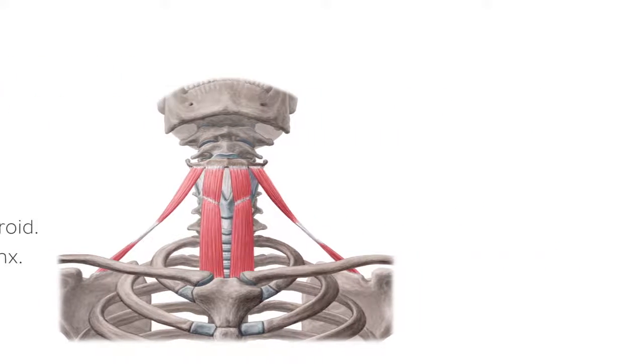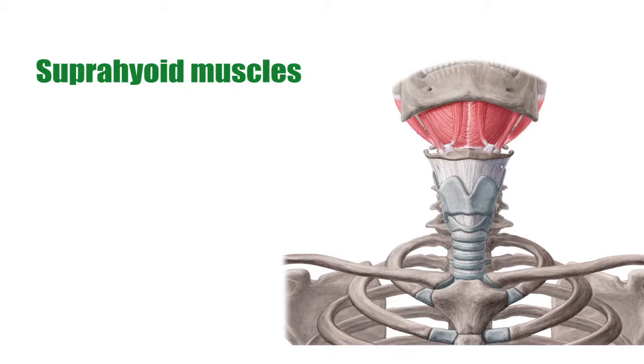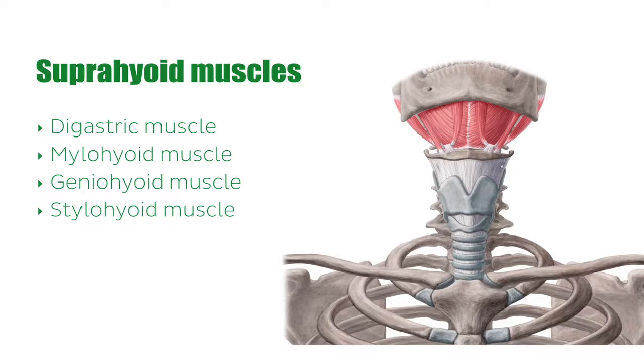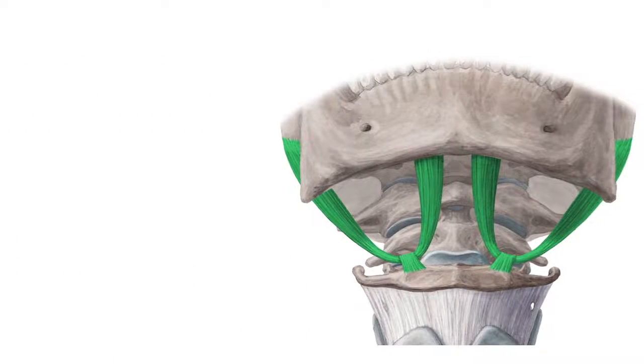Now we're ready to move on to the next set of muscles, known as the suprahyoid muscles. The suprahyoid muscles are four muscles running from the mandible to the hyoid bone. And together with surrounding tissue, they form the floor of the mouth. The list of the suprahyoid muscles includes the digastric, the mylohyoid, the geniohyoid, and the stylohyoid muscle. Now we're going to start off with this one that you see here highlighted in green.